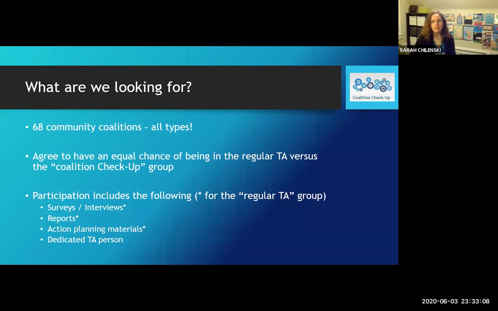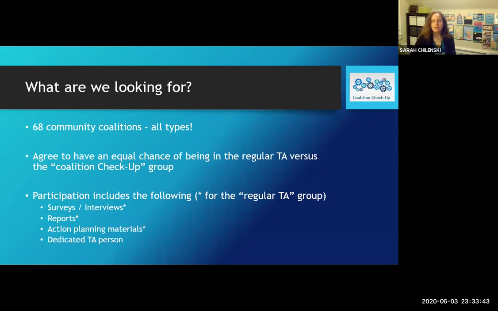Consequently, there is research embedded within this project. Okay, so what does that mean? We are testing to see if this TA model really works. Does it assist community coalitions in a meaningful way and help communities sustain improved outcomes for kids and families? With that, every coalition that agrees to participate will have an equal chance of being in that full coalition checkup group or the comparison regular TA group. Okay, what does that really mean?